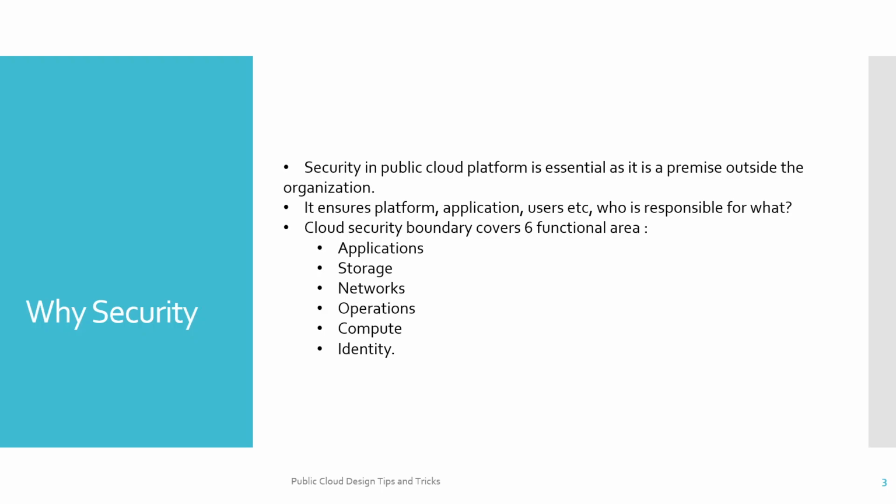So that is why you also need to design or ensure your security. Now there are six functional areas that cover cloud security from a context perspective, and those are applications, storage, networks, operations, compute, and identity. In today's session, I will be discussing more on application security, and how that happens in a public cloud environment.